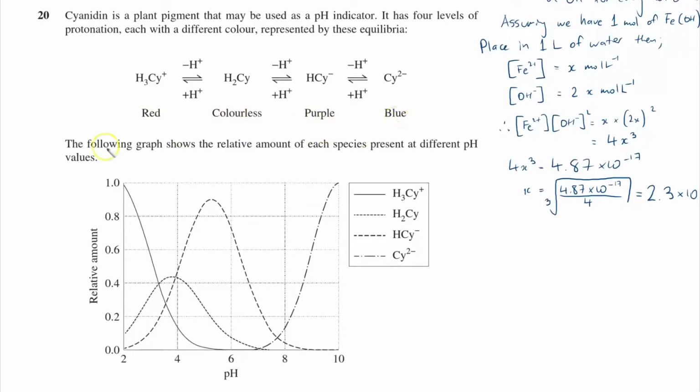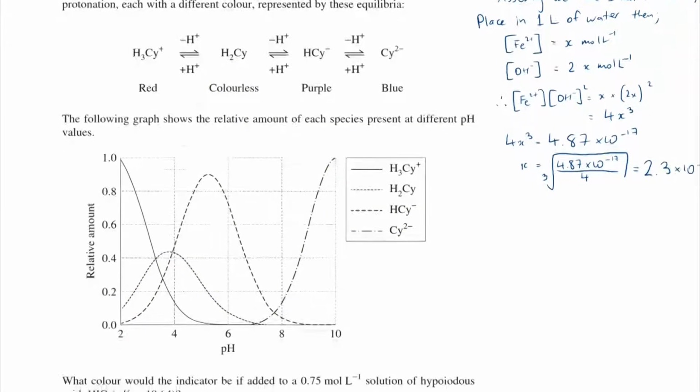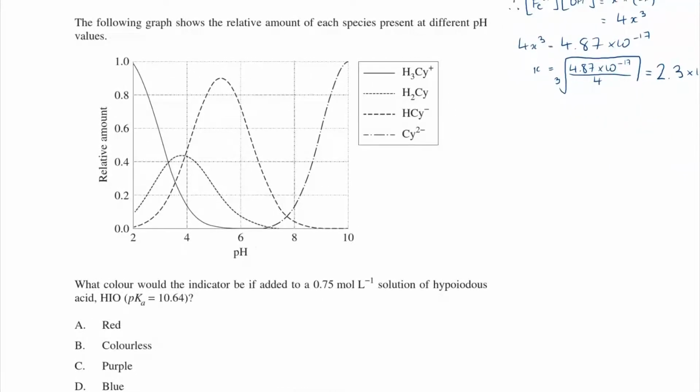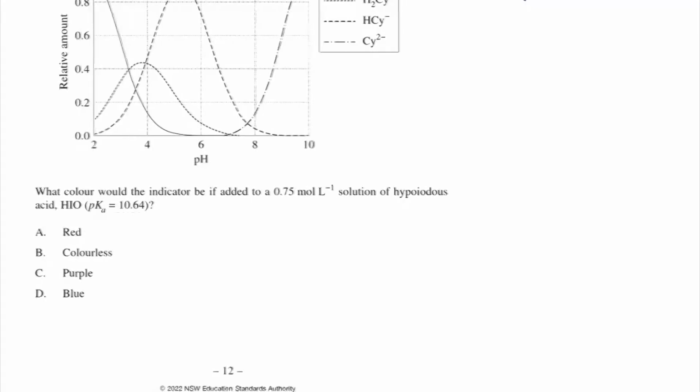The question continues, saying the following graph shows the relative amount of each species present at different pH values. Along the y-axis, we have the relative amount from 0.0 to 1.0, and each curve represents one of the 4 cyanidin protonation levels above. We can see there is a complex relationship between them all, with a varying amount of each across the pH spectrum, which is along the x-axis. The ultimate question here is, what color would the indicator be if added to a 0.5 molar solution of hypoiodous acid, HIO, with a pKa value of 10.64, followed by the 4 options: red, colorless, purple, and blue.